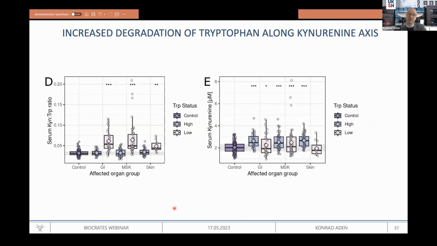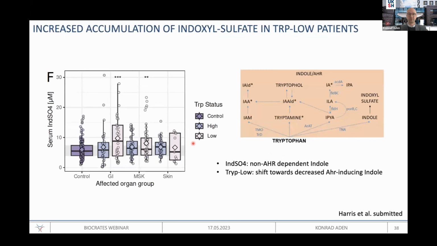First of all, we looked at markers of tryptophan degradation, so the kynurenine level in IBD, rheumatoid disease, or skin diseases. And we also calculated the kynurenine-tryptophan ratio, indicating that those patients who show a decreased serum tryptophan concentration are indeed having an increased degradation of tryptophan along the kynurenine axis. So it is an active enzymatic degradation that we observe across all chronic inflammatory diseases.